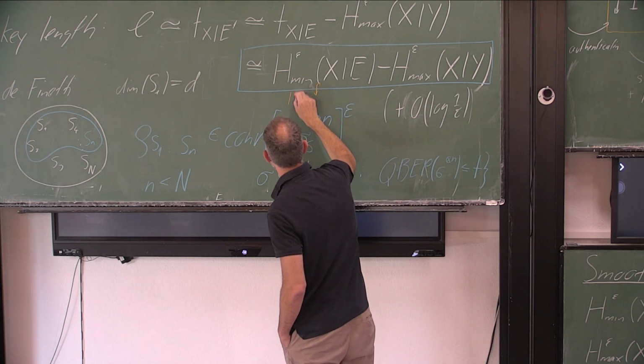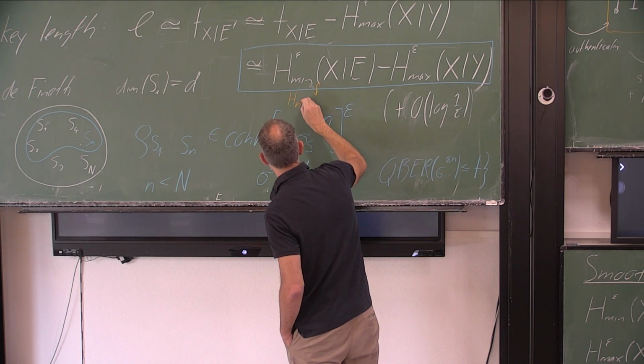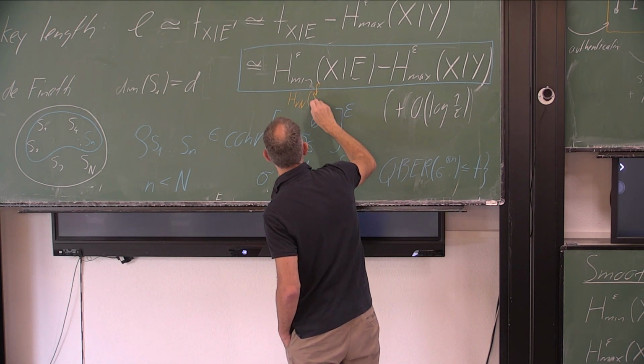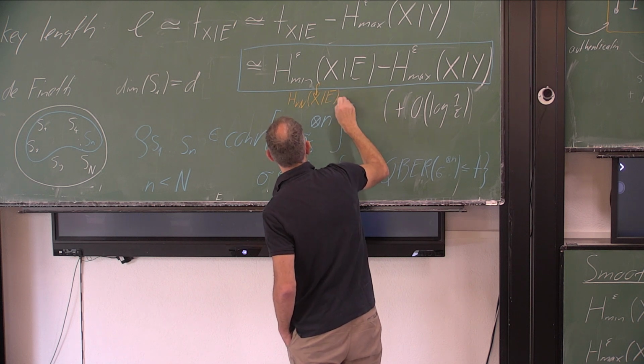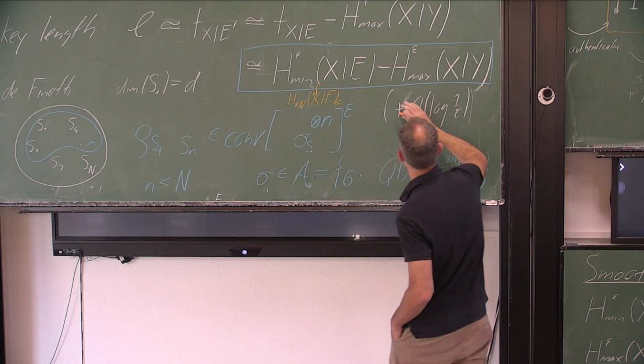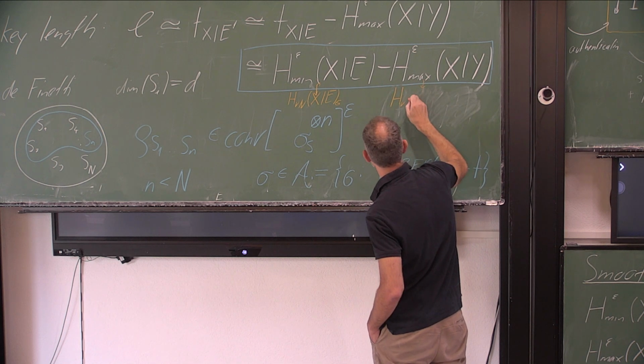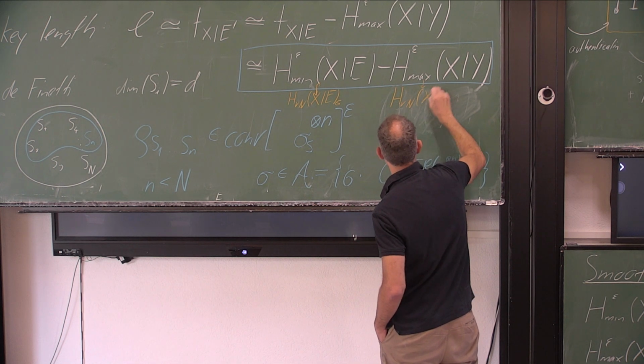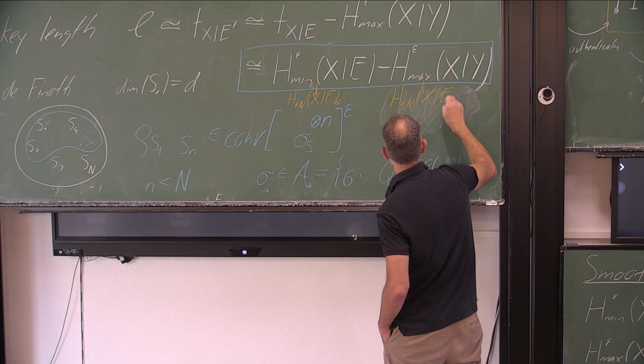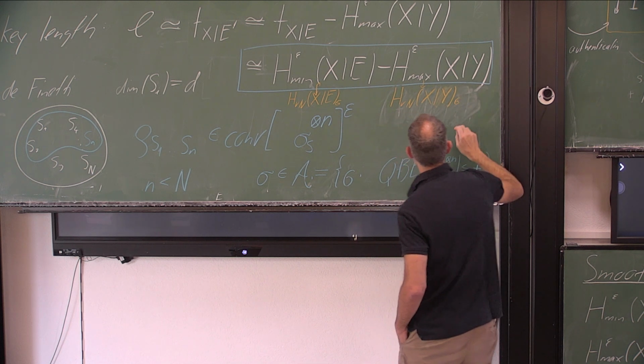You can now, by the asymptotic equipartition theorem, replace this by the von Neumann entropy of x given E for this sigma. And here you do the same. So the max entropy also satisfies the asymptotic equipartition theorem. It holds for both the min and max entropy. So you have here also the sigma.